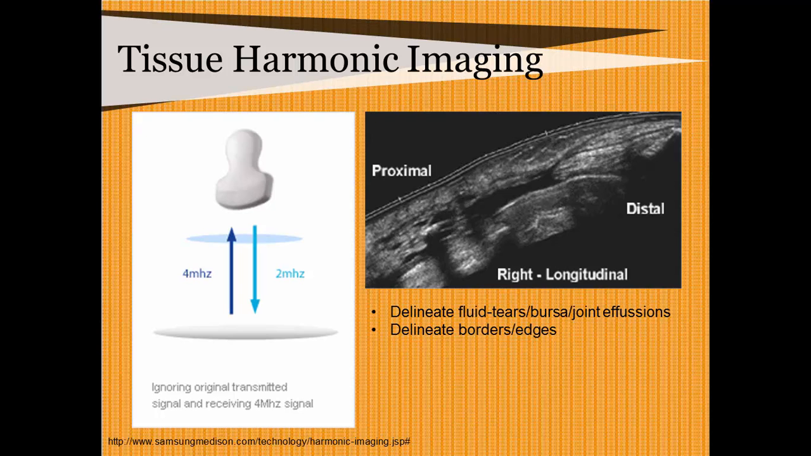To some extent, the use of broadband transducers minimizes the effect, but the second disadvantage is you do lose some of the gray matter. It gets very black and white.